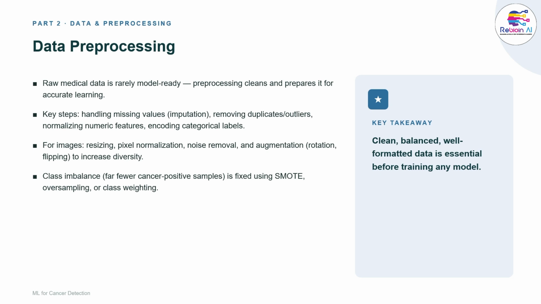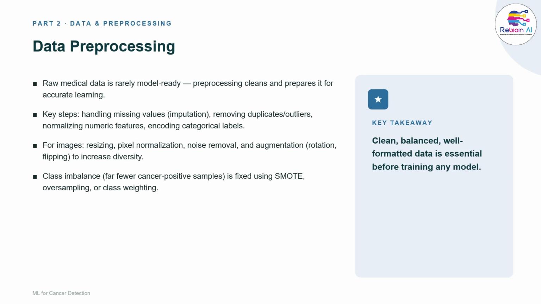Now, something that sounds unglamorous but is honestly where most of a real ML project's time goes: pre-processing. Raw data is almost never ready to feed straight into a model. For numeric data, we handle missing values through imputation, that is, filling gaps with something reasonable like the column average. We remove duplicates and outliers and normalize the numbers so every feature is on a comparable scale.